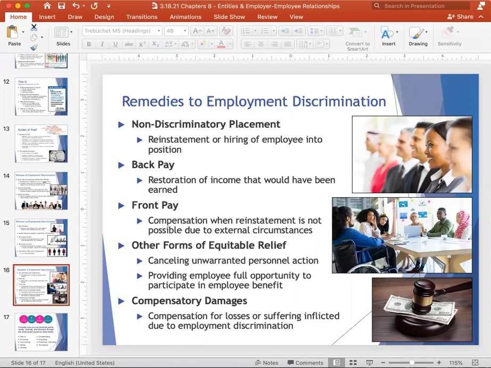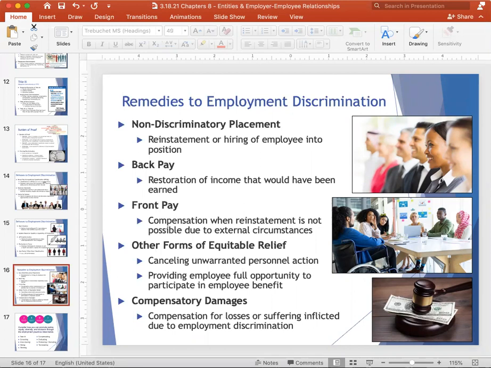So back pay, the purpose of back pay is to restore to the injured party, so the plaintiff, the income that they would have earned if it weren't for the discrimination. And it may include lost wages or benefits that would have been earned were it not for the discrimination. So that reinstatement can come with back pay. The plaintiff could potentially receive front pay.